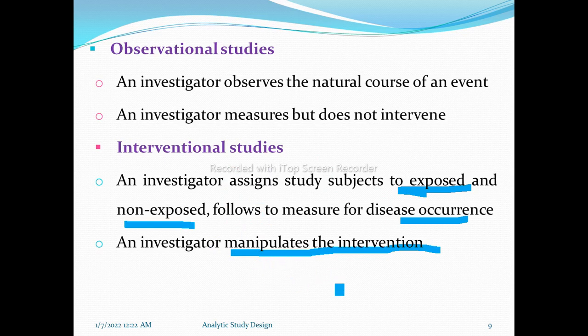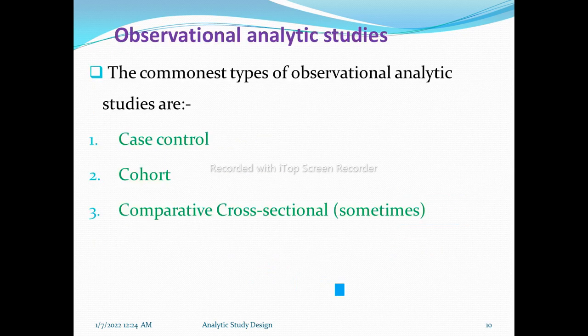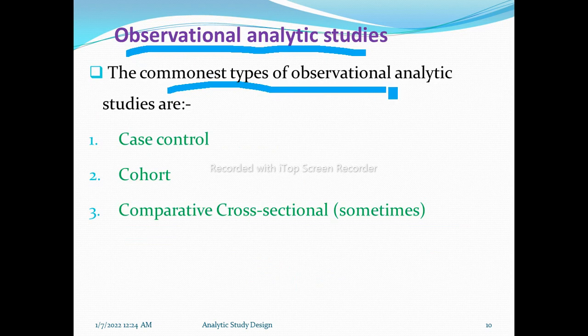So an investigator manipulates the intervention. So observational analytic studies. The commonest types of observational analytic studies are case control study design, cohort study design, and cross-sectional studies. So the most common ones are case control and cohort. Cohort is observational analytic, but cross-sectional also observational.